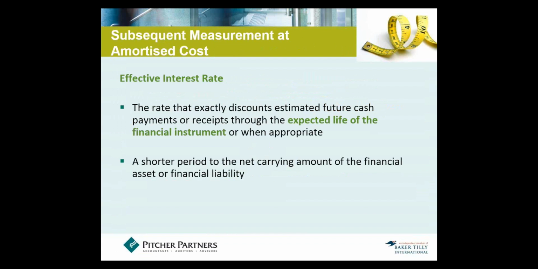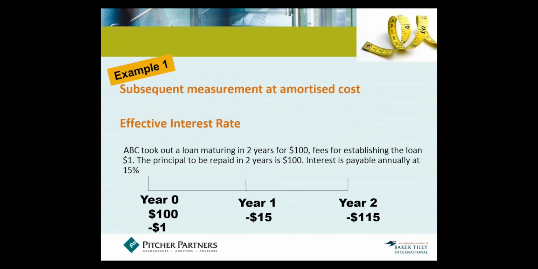So if you look at a timeline, which I've got here, year zero is day one. What's the cash flow on day one? What's the cash flow at the end of year one? What's the cash flow at the end of year two? Your effective interest rate is the rate that would discount all those future cash flows back to the net cash flow on day one.